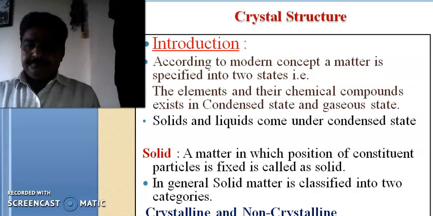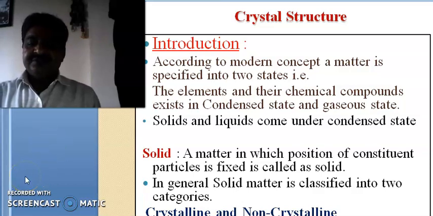Now, what is a solid? In a simple way we can define a solid. A solid substance is nothing but a matter which has a fixed shape and volume. I mean, a matter in which the position of the constituent particles is fixed is called a solid.